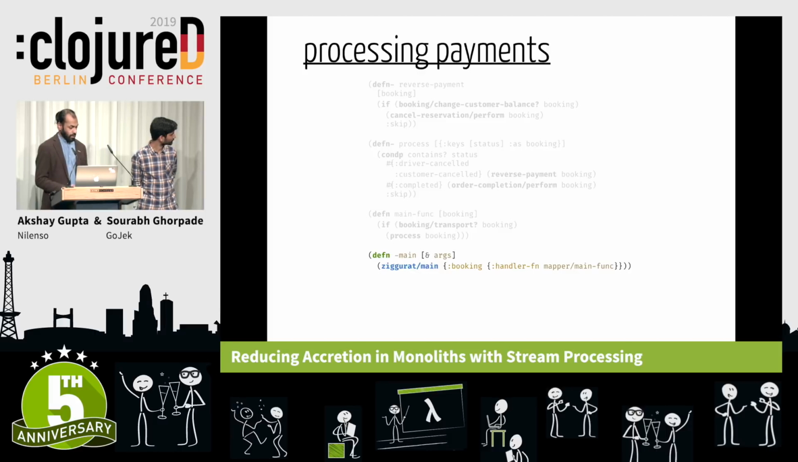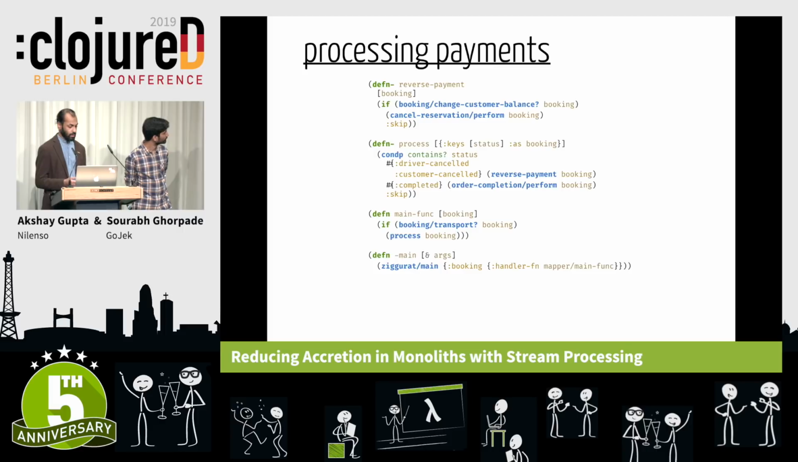The interesting bit is over here, which is the main line. This is where we call into Ziggurat, which is the framework. We pass it a main function. This main function is the function that you would define for your consumer. This function would be called each time an event is received via Kafka onto your consumer. Typically, you would put the normal processing stuff here. So over here, we're checking whether the booking is for transport or not, and then we're handing it over to process, which will do other things. Like if it's canceled, it'll reverse the payment. If it's completed, it'll make the transaction to the payment system.